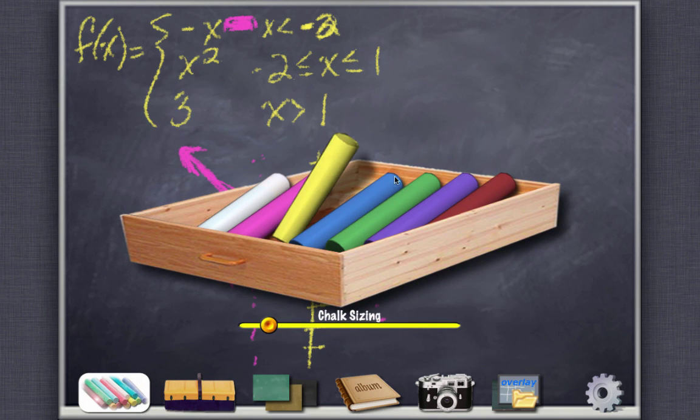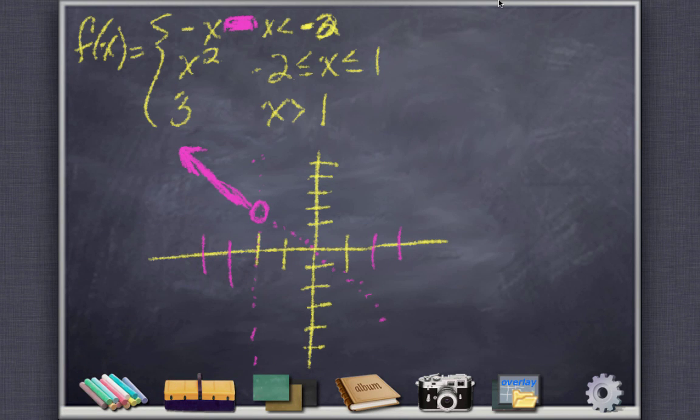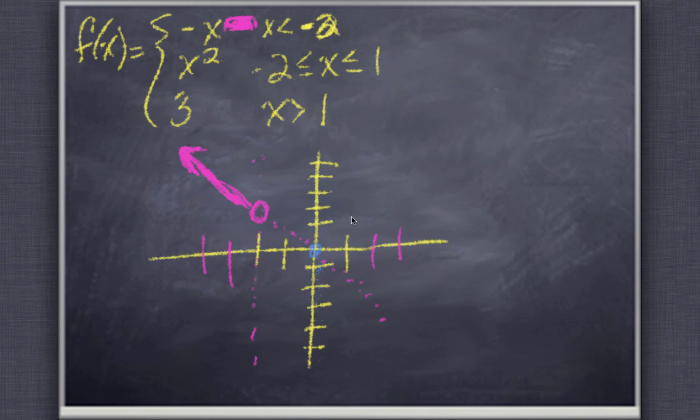Okay, so blue. I want x squared, which goes through 0, 0, 1, 1, 2, 4. So I'm going to dot it for the moment. And then here's my blue. I'm going to fill it in only from negative 2 to 1. So I'm going to go to 1, and it's a filled in dot because I have the equal sign. Go to negative 2 up to that 4, fill it in.